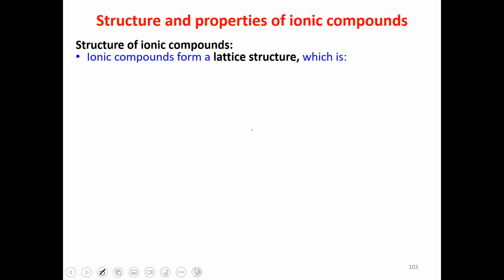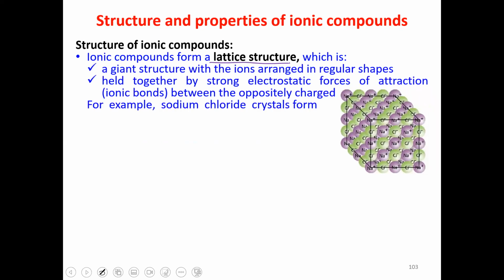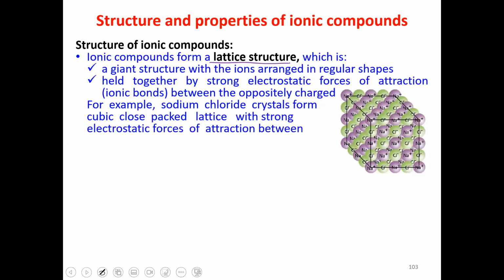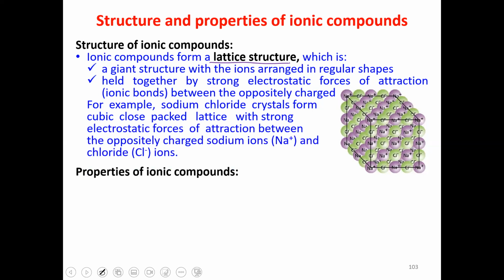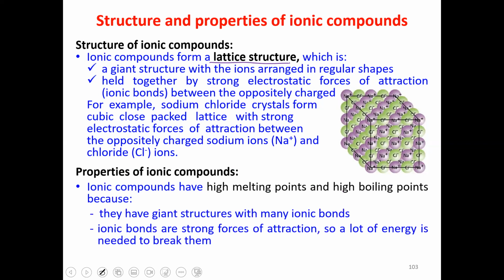Structure of an ionic compound. What type of structure do they make? They make a giant lattice structure, and they are held by strong forces of attraction. This is a giant ionic structure. It's an electrostatic force. Properties of ionic compounds: high melting and high boiling points, and they have a giant structure.